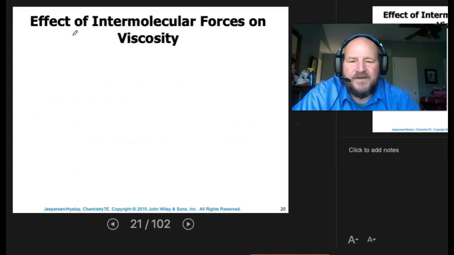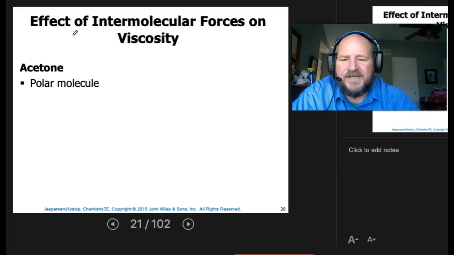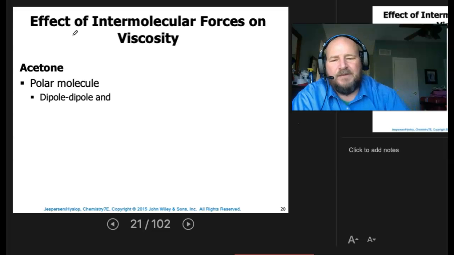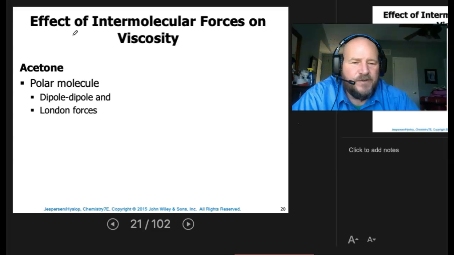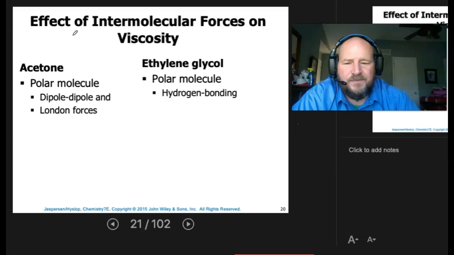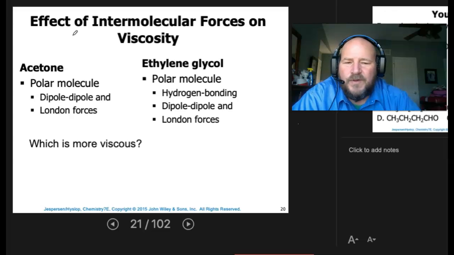So what is the effect of intermolecular forces on viscosity then? Well, if we take something like acetone, it's a polar molecule, and it has dipole-dipole interactions as well as London forces. Then we'll take a molecule like ethylene glycol, also a polar molecule, has some hydrogen bonding, and dipole-dipole and London forces. Which one of these would we expect to be more viscous?